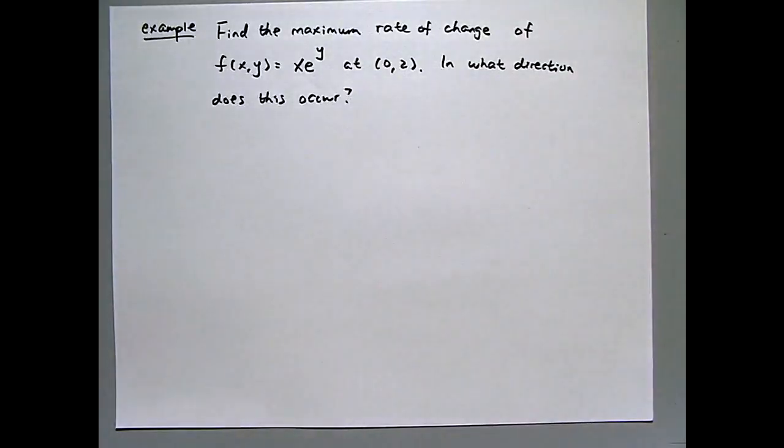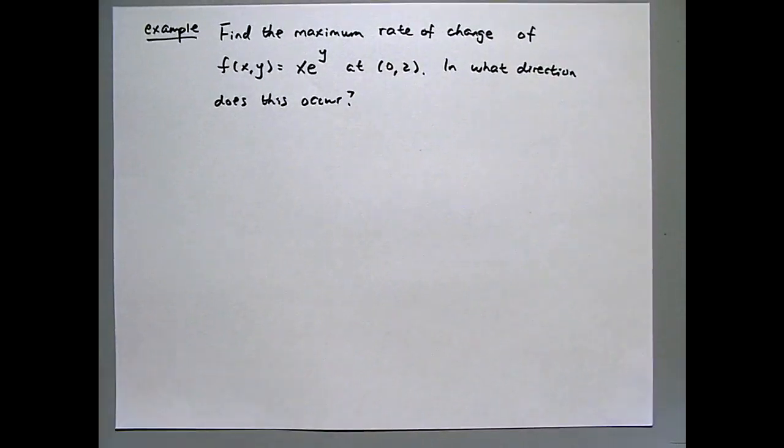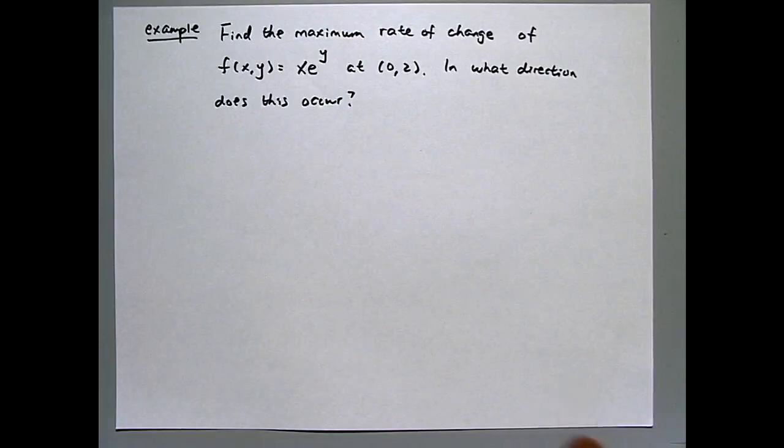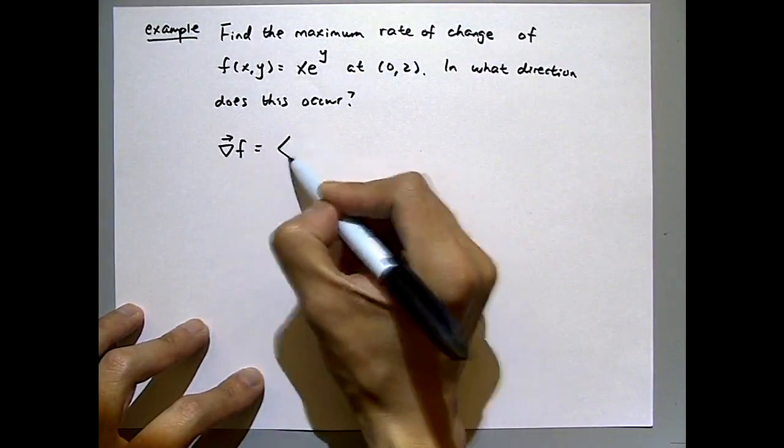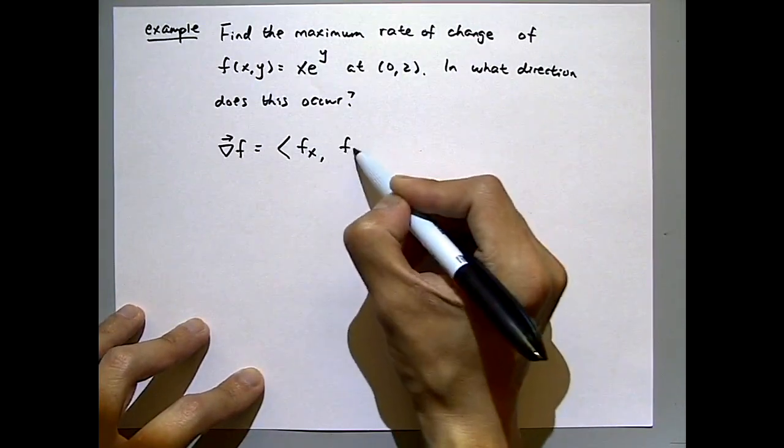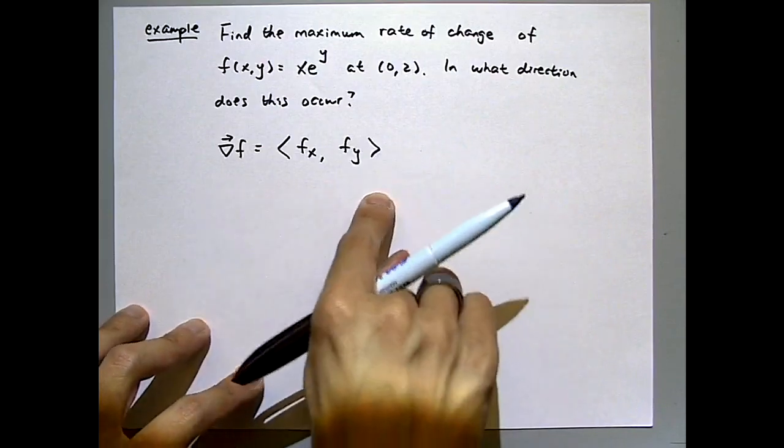And we also want to know, once you get to that point, in what direction do we have to travel to get that maximum rate of change? All right, so we just saw that the maximum rate of change is in the direction of the gradient vector, and the rate of change is the magnitude of the gradient vector. So everything we need to know is in the gradient vector. Let's find that. This vector has all the answers that we want for this question.